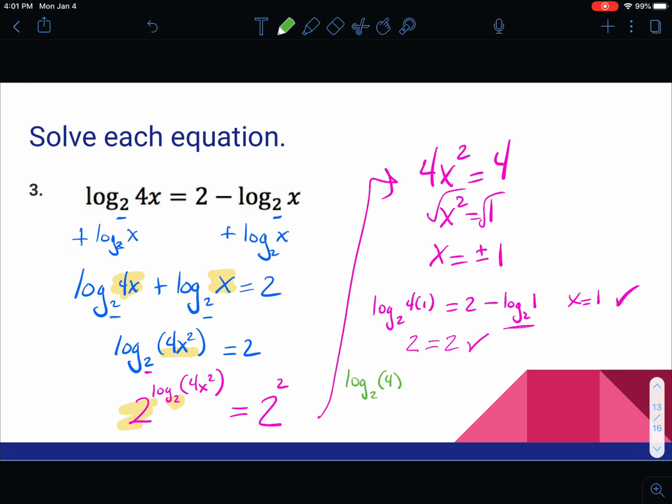Log base 2 of 4 times negative 1 has to equal 2 minus log base 2 of negative 1. And right away I know there's a problem because I'm not able to take the log of a negative number. So for x equals negative 1, that does not work. That is what we call an extraneous solution. We did everything right algebraically, but when we go back into the original equation, it does not work.